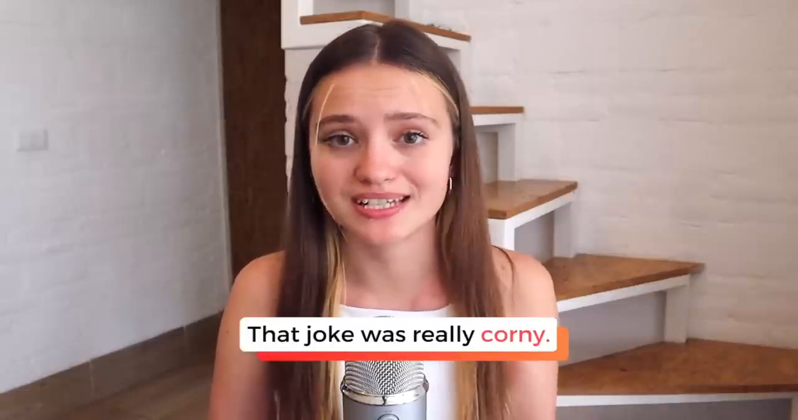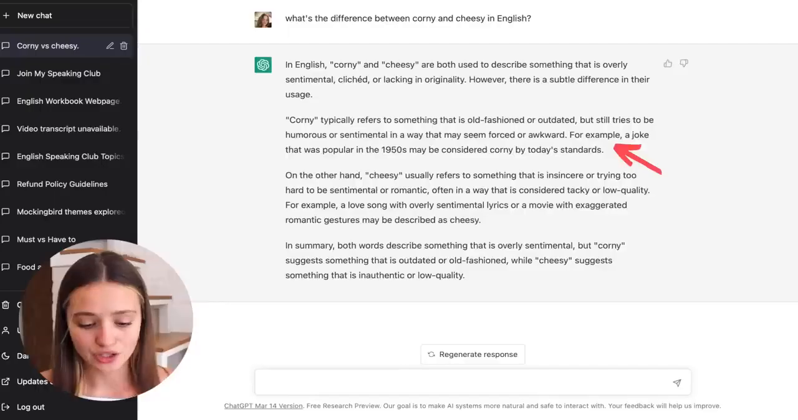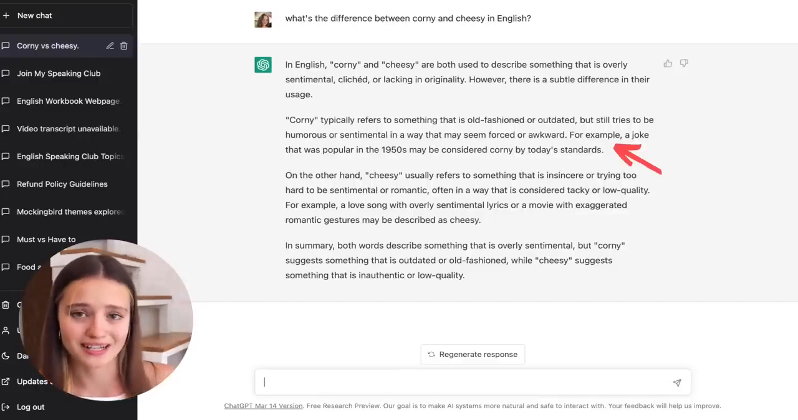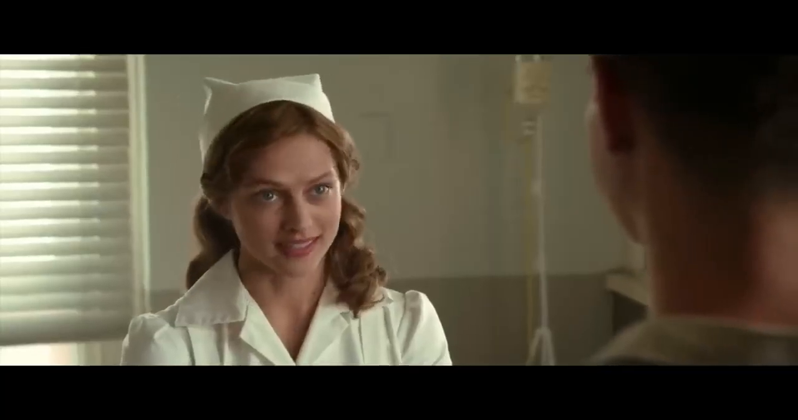And here ChatGPT is giving us an amazing example. A joke that was popular in the 1950s may be considered corny by today's standards. I never heard that one before. It's pretty corny. Also, a lot of people consider knock-knock jokes corny.